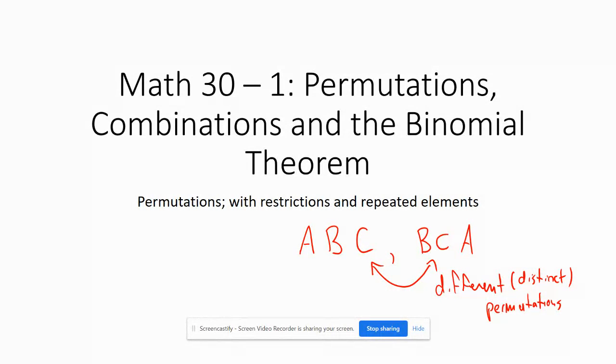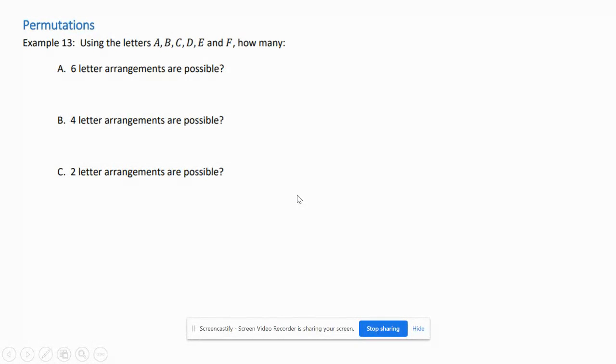Okay, so permutations, let's put in brackets, a synonym for this word is arrangements. So we're talking about arranging different things. When we're talking about permutations, we're talking about different techniques of how we can count different arrangements of objects. So, for example, 13a, with the letters A, B, C, D, E, and F, how many six-letter arrangements are possible? The way we do this, I'll do this two different ways.